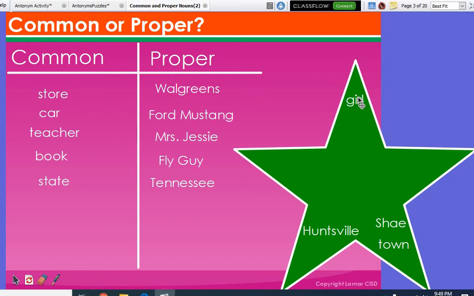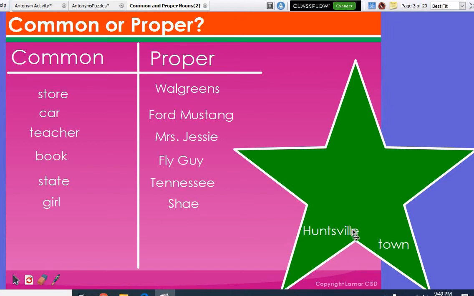All right, I've got girl. Do you think the girl's name is girl? No, so that's a common noun because that's not a name. But Shay is the name of a girl, so since it's a name, it's a proper noun.